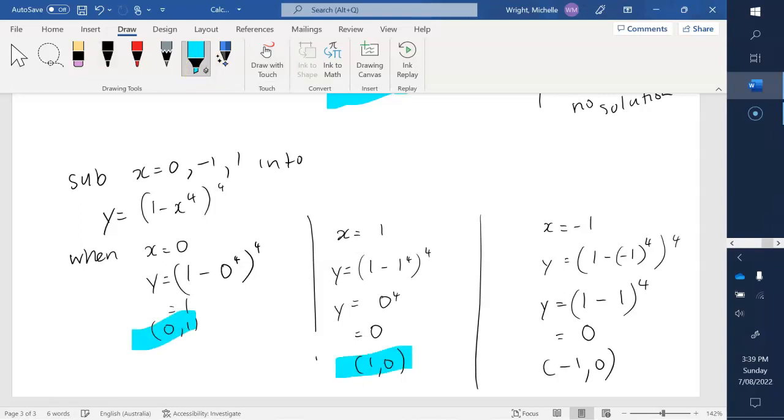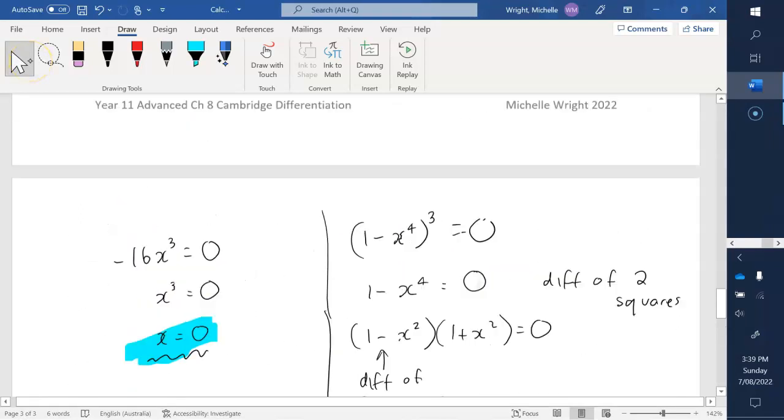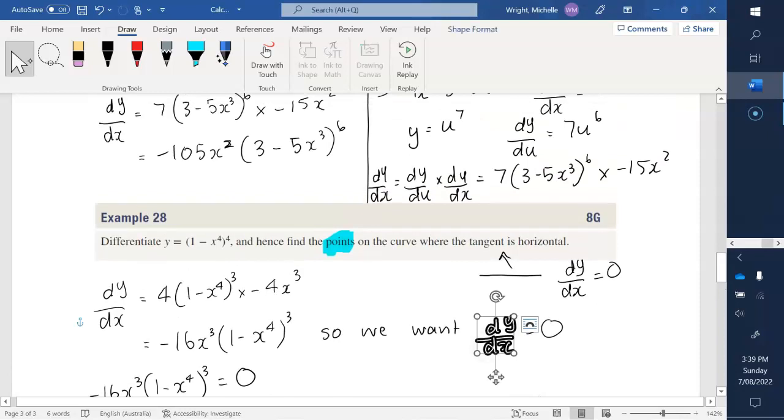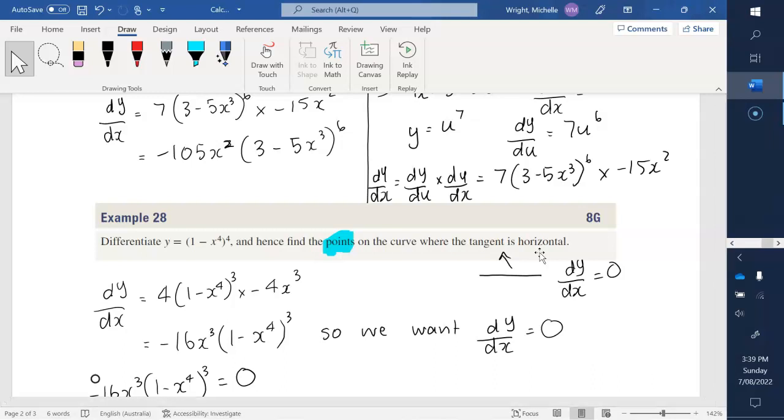Those are the 3 points. What did we find? Those are the 3 points on that curve where the tangent is horizontal. And if you wanted, we could go back and plot that on GeoGebra to have a look at what that graph looks like. And that's the end. So you need to go back now to the HG and have a go at those exercises.